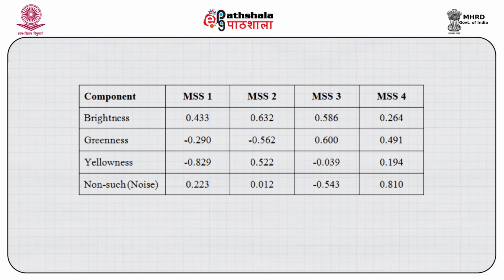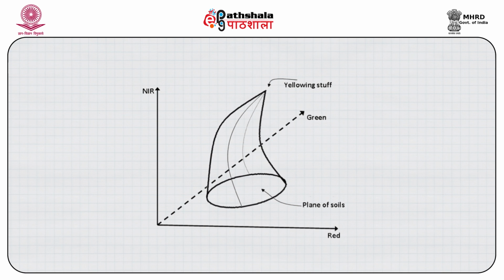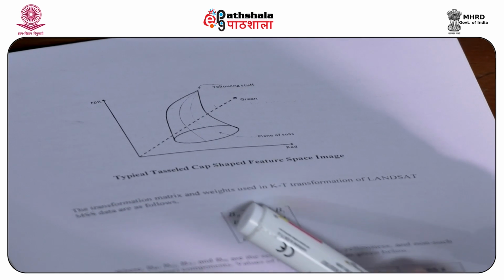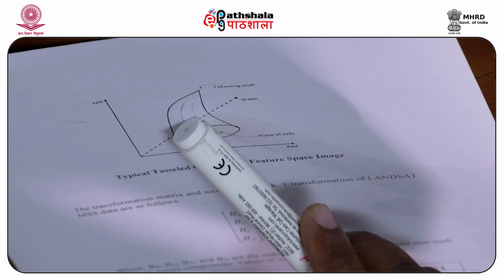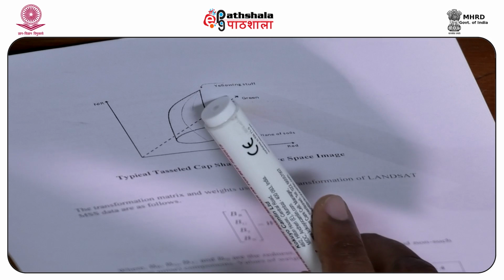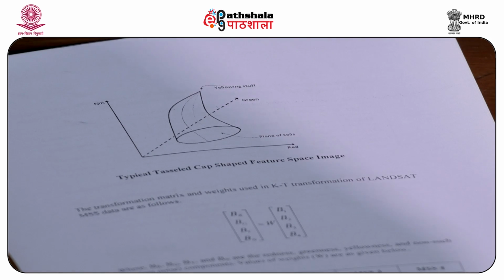Now this method is called tasseled cap because if we plot a 3-dimensional scatter plot between red, green and near infrared band, it gives a feature space plot which takes the form of a tasseled cap. In this case the base of the tasseled cap is the plane of soil, and as we move upwards we move towards the aging crop, that is yellowing stuff. A bend towards the green shows the yellowing stuff finally here on the tasseled cap.